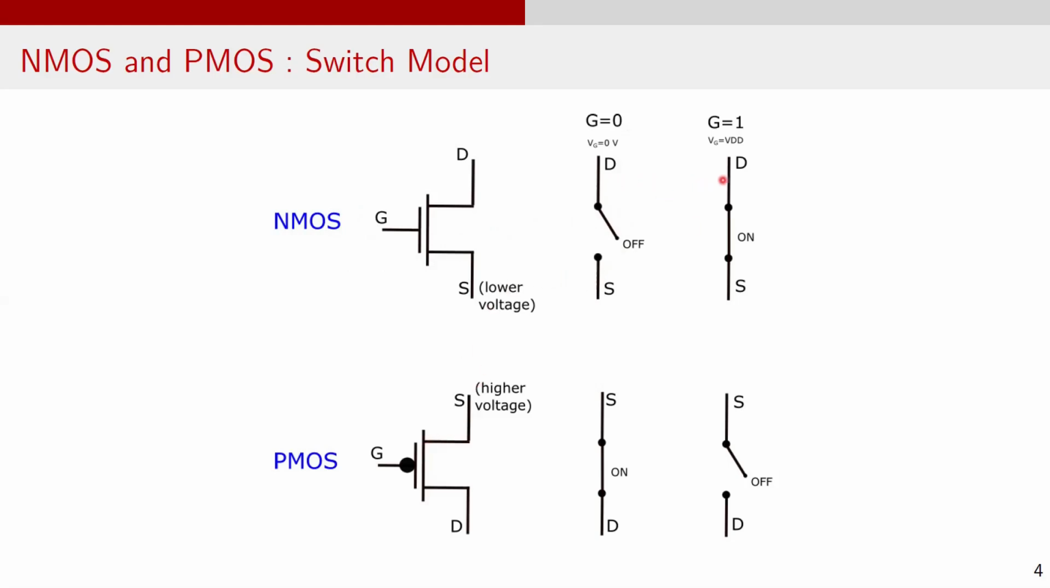As shown in the switch model over here, when the gate voltage in NMOS is low, the switch is open and there is no current between drain and source. But when the gate voltage is logic 1 or high, the drain terminal is connected to source. The switch is closed, allowing current to flow. On the contrary, the PMOS switch is closed when the gate voltage is low or logic 0, otherwise it's open.